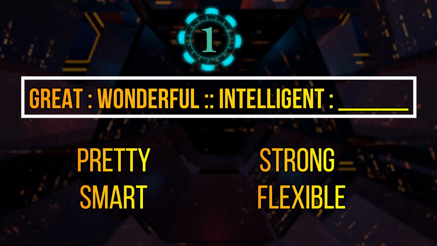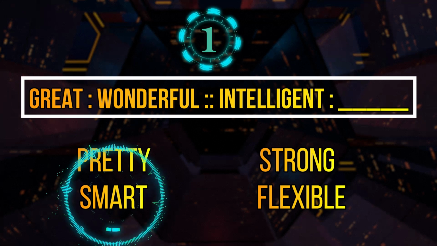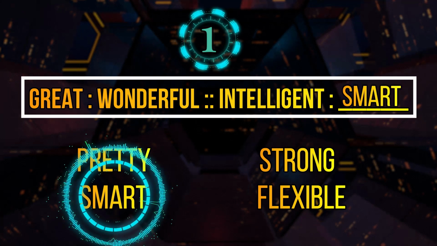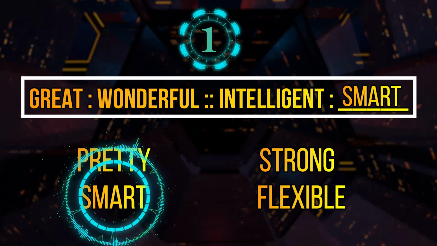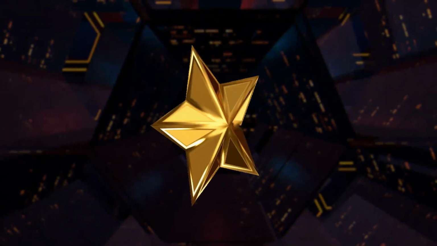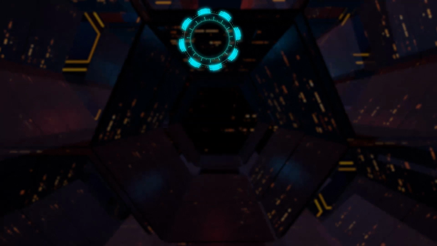And the correct answer is smart. This is a synonym analogy because each pair has the same meaning. Here's your star for your correct answer.